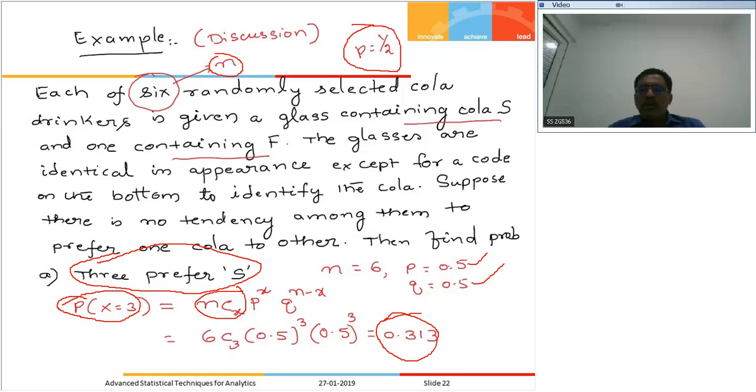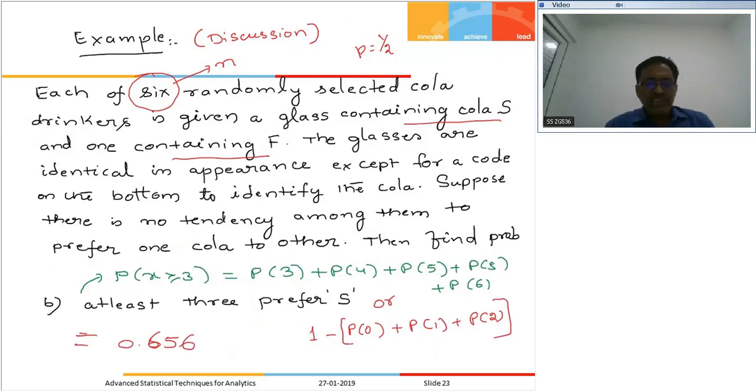It is 0.5 not because of 3 by 6. It is because they are saying both are having equal chance, because there is no tendency for them to prefer one polar to the other. That means both are having equal chance of being preferred by the persons. That's why probability is 1 by 2. Suppose 60% of the people prefer to take polar S rather than F, then P equal to 0.6, Q equal to 0.4. Clear, right?